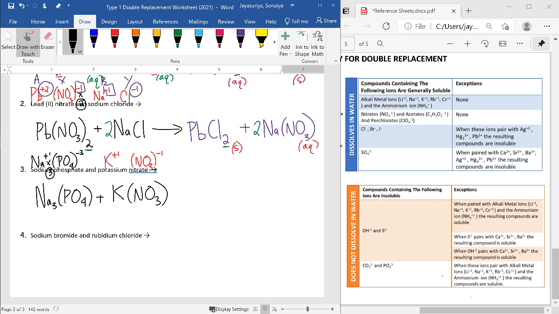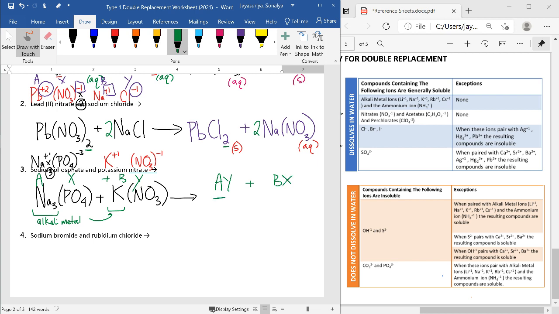Now, before I even write my products, I spot that my first reactant is made up of an alkali metal. My A is an alkali metal, and so is my B. If A and B are alkali metals, right? This is AX plus BY. My new compounds are going to be AY plus BX.